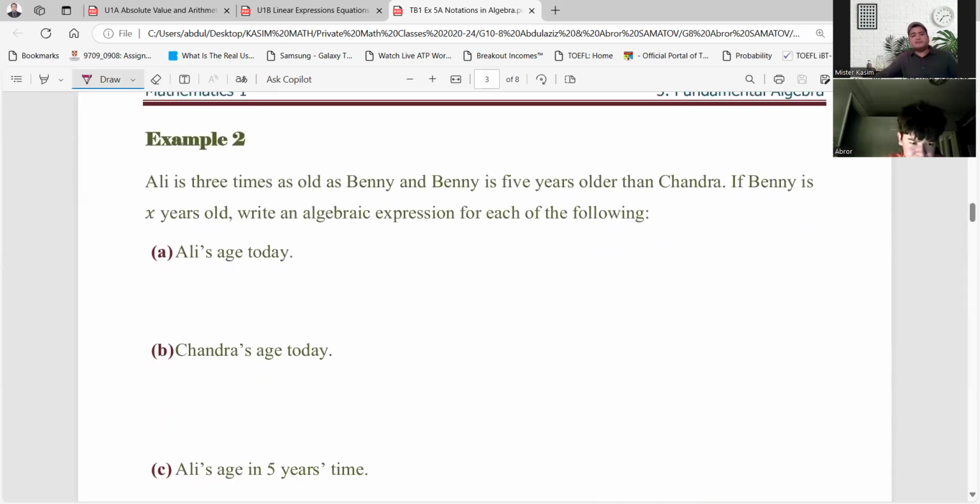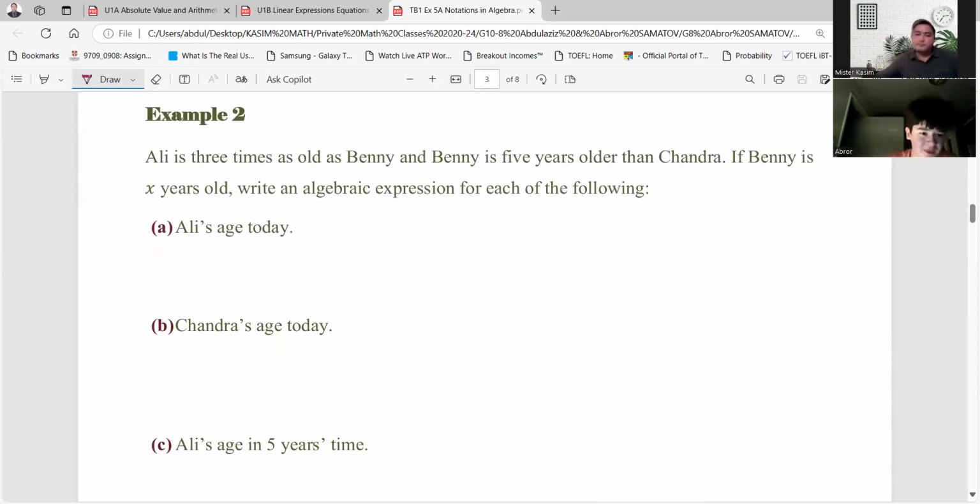Example 2, read it. Ali is 3 times as old as Benny, and Benny is 5 years older than Chandra. If Benny is x years old, write an algebraic expression for each of the following. You see, every time you're going to see this algebra expression a lot from now on.